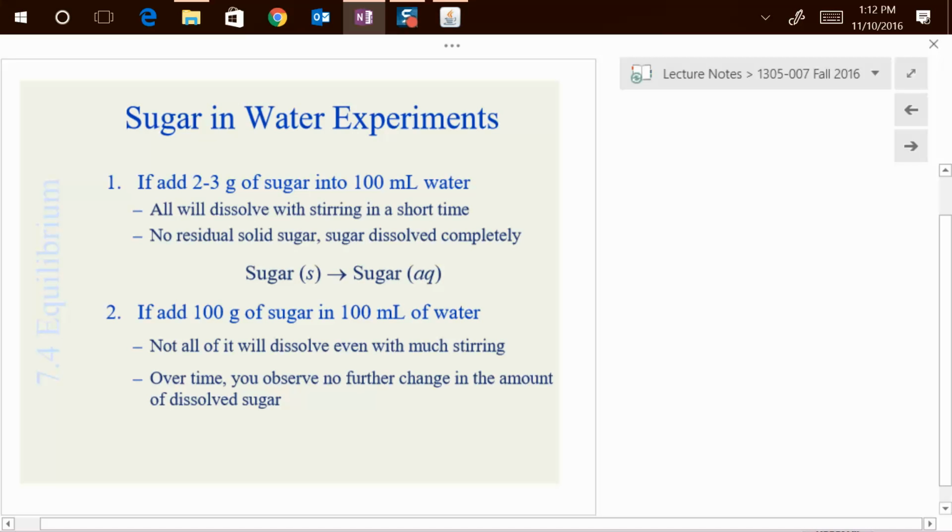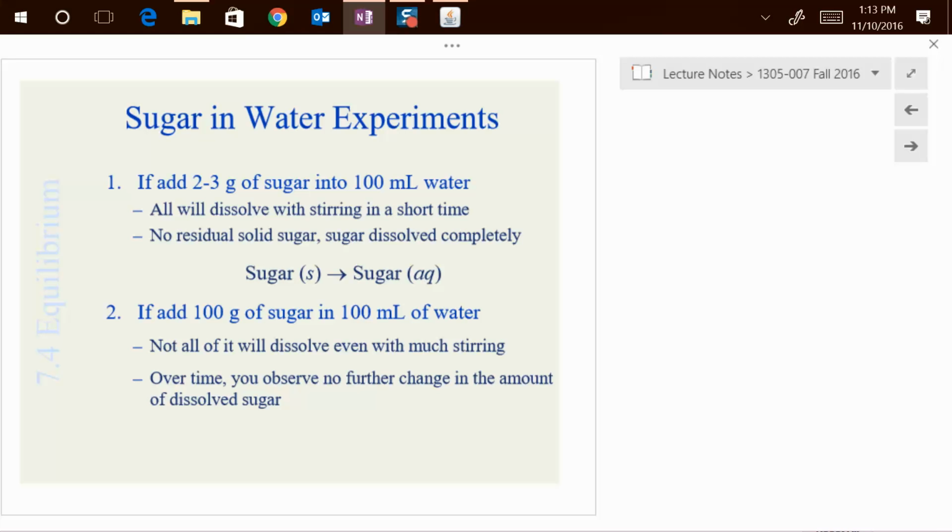So an example of an equilibrium process would be the dissolution of sugar into water. You add 2 to 3 grams of sugar into 100 milliliters of water. It all dissolves, all of it. You have not reached equilibrium. But if you add 100 grams of sugar in 100 milliliters of water, not all of it will dissolve. You can sit there and stir it, and it's not all going to dissolve. It's too much sugar to dissolve into 100 milliliters of water.